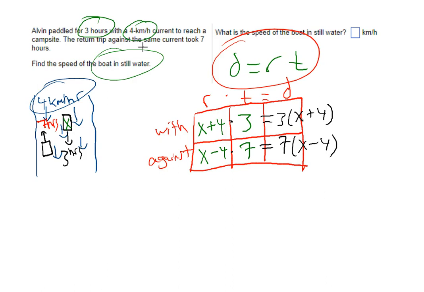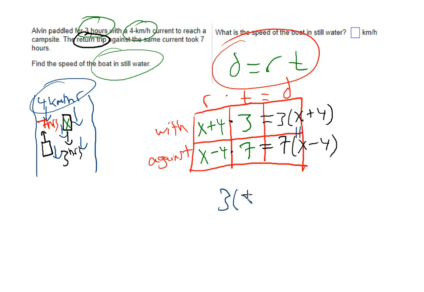The key word in this situation, I don't know if I see it here, Alvin paddled for 3 hours to reach a campsite. I guess the key word here would be the return trip. The fact that it's a return trip means it's the same trip. He's taking the same trip in reverse, which means the distances will be the same, right? So the distance there will be the same as the distance back because that's what a return trip means. And so the distances here are going to be equal to each other.